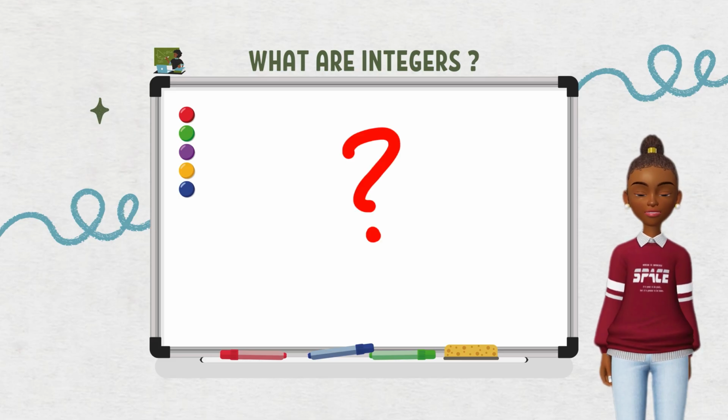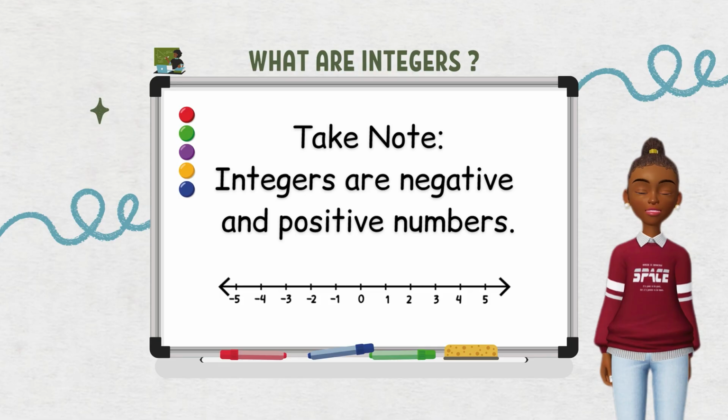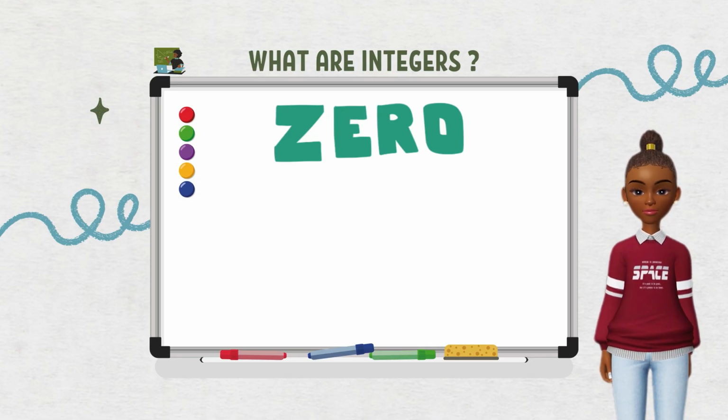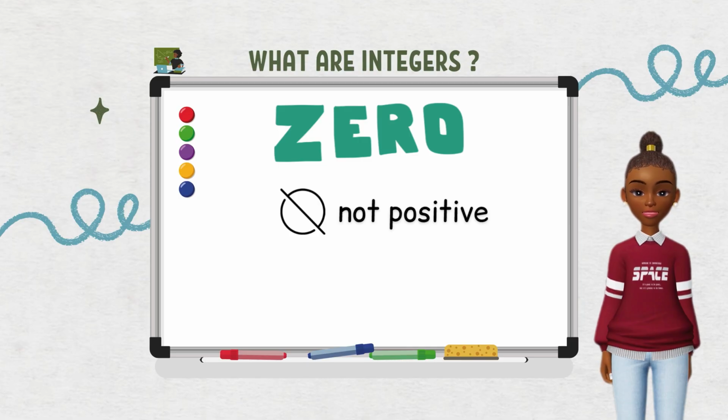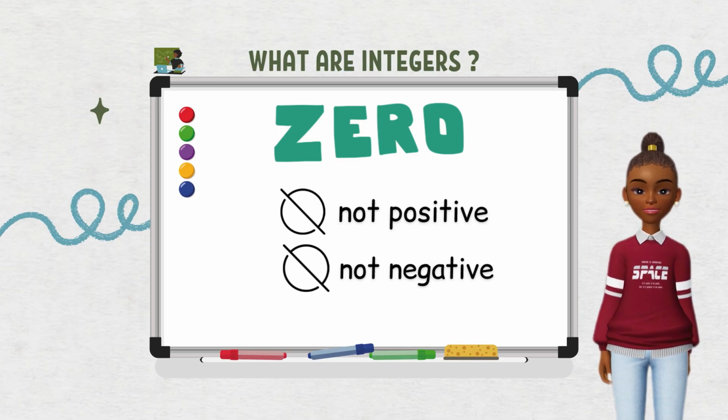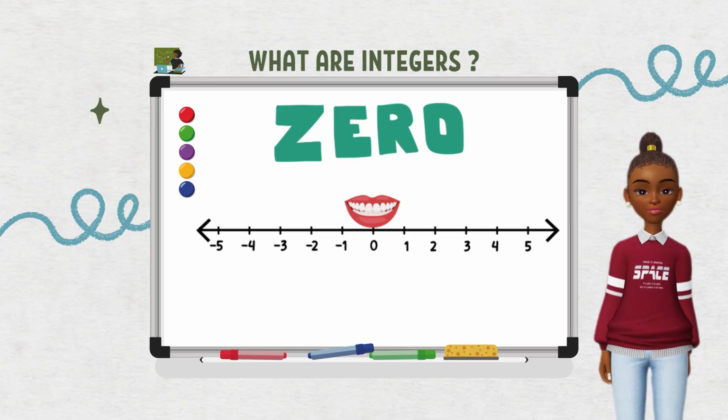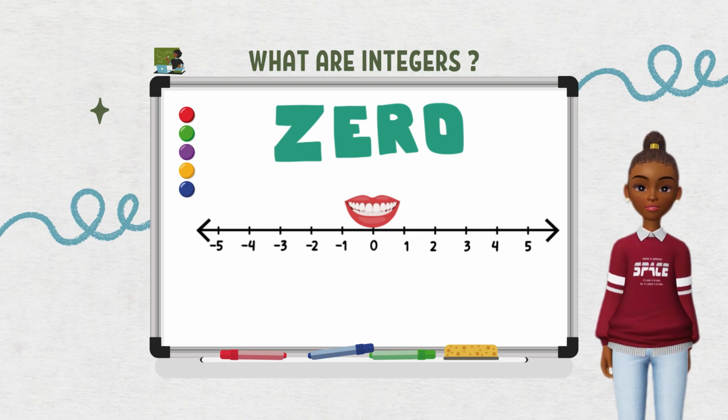So what are integers? Integers are negative and positive numbers. But here's a quick note. 0 is not positive and it's not negative. It just sits right there in the middle, minding its business. Most mistakes with integers don't come from people being bad at math. They come from people not really understanding what's happening on the number line. So if we get this part, everything else gets easier.